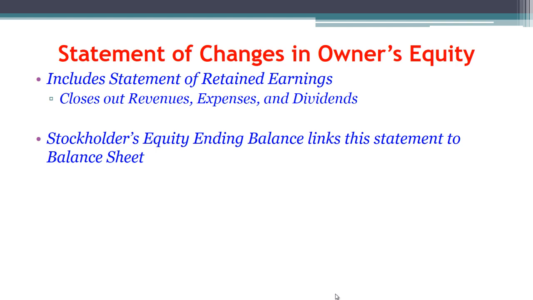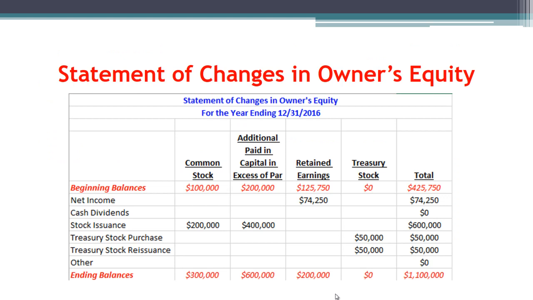We have the stockholders' equity ending balance from this statement of changes in owner's equity that links this statement to the next statement, the balance sheet. Here's an example of the statement of changes in owner's equity. You'll notice it's for a period, in this case the year ending 12/31/2016. We have beginning balances for each of these various accounts, and then a variety of changes that impact one or more of the accounts.